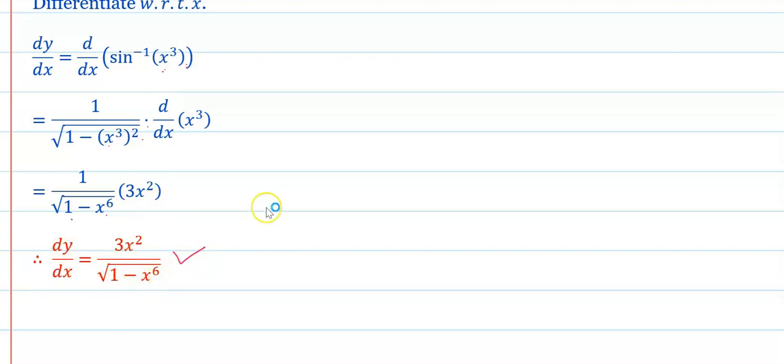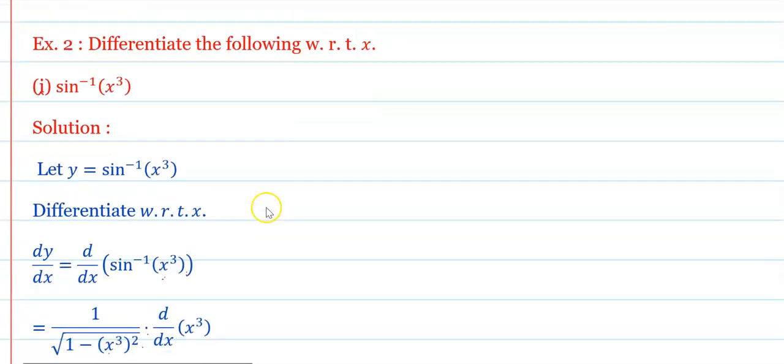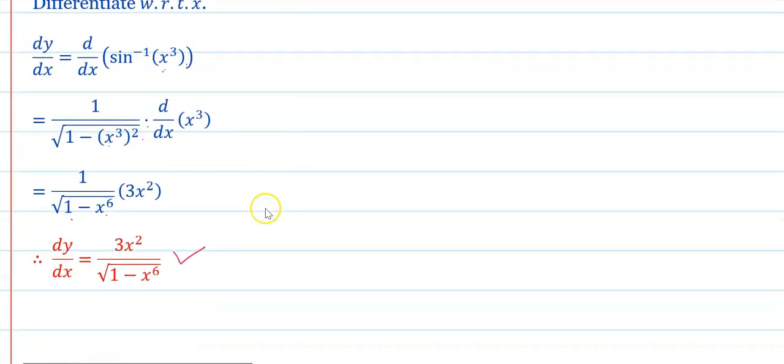Okay. So we can see, according to the derivative of sin inverse of x, but here it is f of x, so we will apply the formula for f of x here, that is 1 upon under root of 1 minus f of x bracket square, into d/dx of f of x.